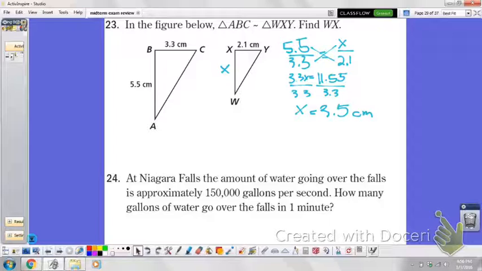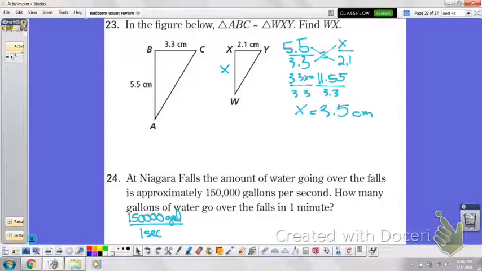Number 24 says at Niagara Falls, the amount of water going over the falls is approximately 150,000 gallons per second. How many gallons of water go over the falls in 1 minute? So we are given the rate 150,000 gallons per 1 second. And we need to convert this into gallons per minute. So I need to convert seconds to minutes.